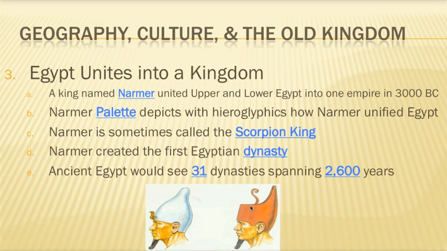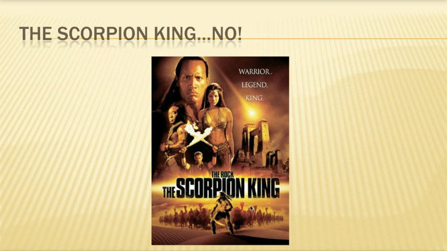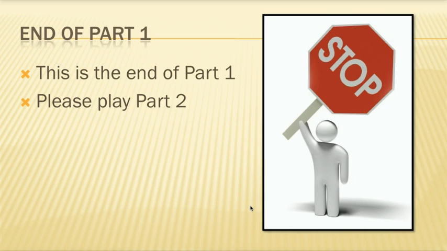Now, when I say he's known as the Scorpion King, some of you cinema buffs out there, the movie The Scorpion King with Dwayne Johnson, The Rock, is not about Narmer. It was just a made-up character that takes place in ancient Egypt, but it is not about the same character. So don't watch that thinking you're getting any type of historical accuracy.